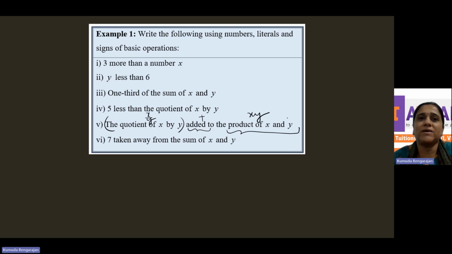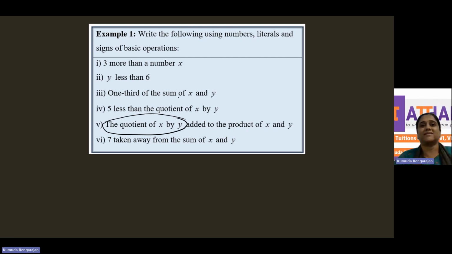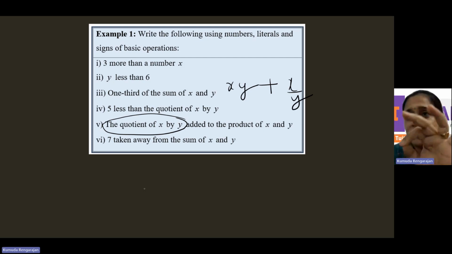One second. Quotient of x by y means x by y. No, one minute. I have not given the answer for this. Now the quotient of x by y added to, this one is added to something which is already there. So what is already there? The product xy is already there, and you're adding this one to it. The order is important. Though addition is commutative, the order is important.